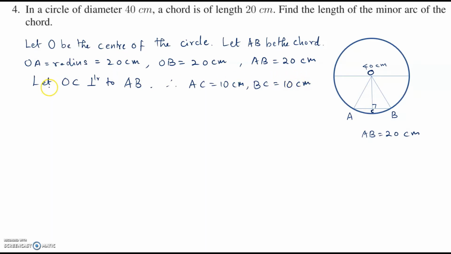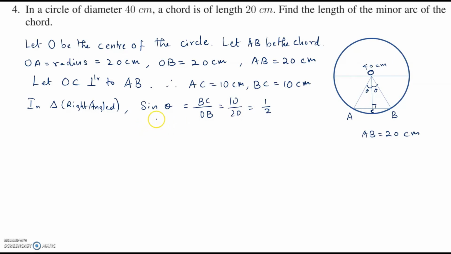Now from the right angled triangle OCB, let the angle at O be theta. Then this angle will also be equal to theta. So in the right angle triangle, we can say sine theta is equal to the opposite side by the hypotenuse. Opposite side is BC divided by OB, and our BC is 10 centimeters, so it is 10 divided by 20. So this is equal to 1 by 2. Therefore, our theta is equal to pi by 6 or 30 degrees.